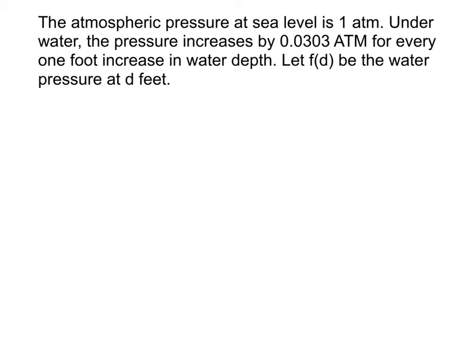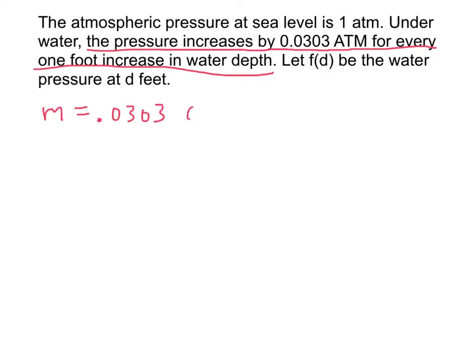Let F of D be the water pressure at D feet. Now, this number right here, the 0.0303, is really a rate because it's saying the pressure increases by 0.0303 ATMs for every 1 foot increase in the water depth. That's really a slope, and since it's increasing, we know that would be positive. So the slope in this case is 0.0303, and that would be ATM per foot.